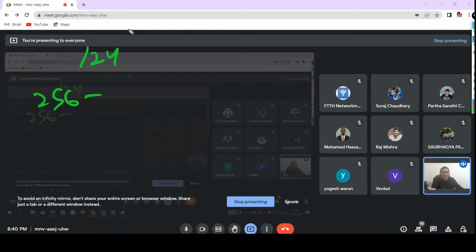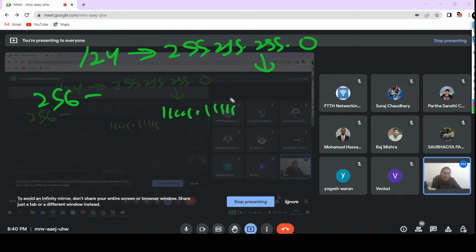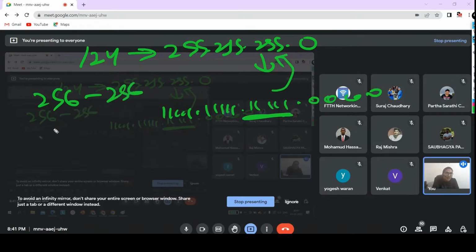So see guys, what will be the subnet mask for /24? 255.255.255.0. If you convert this subnet mask into binary, in the first octet you will get all ones, in the second octet all ones, in the third also all ones, and in the last you will get all 0s. So tell me, in which octet is the last one present? In this octet, right? What is the subnet mask of this octet? 255. So block size is 256 minus 255, which is 1.